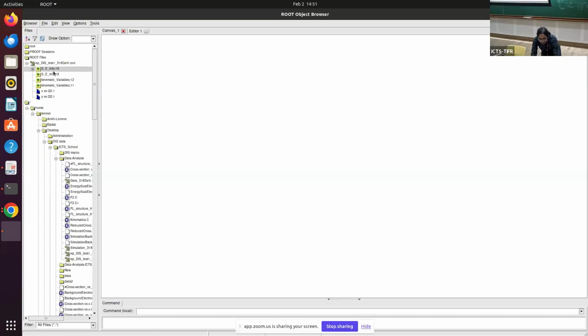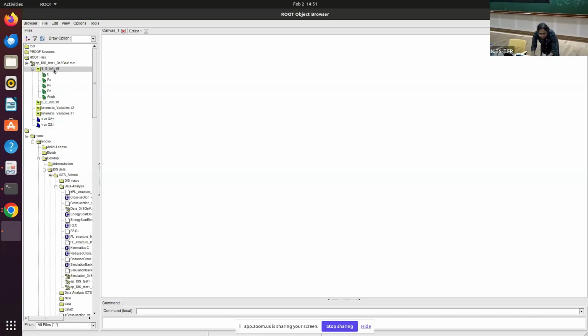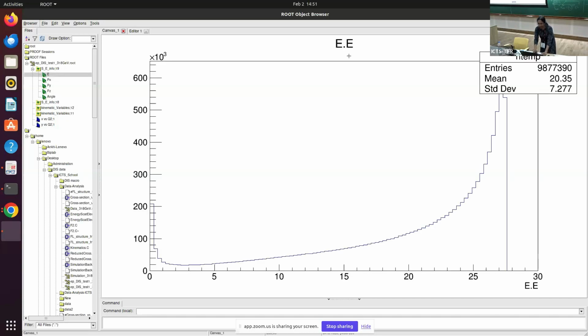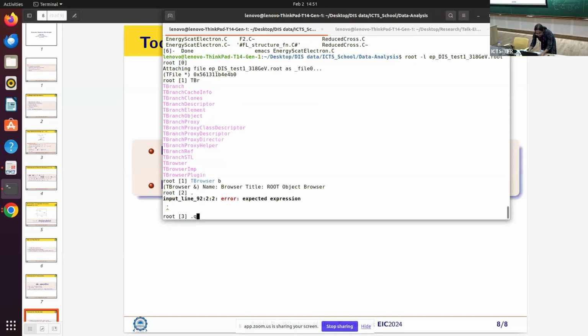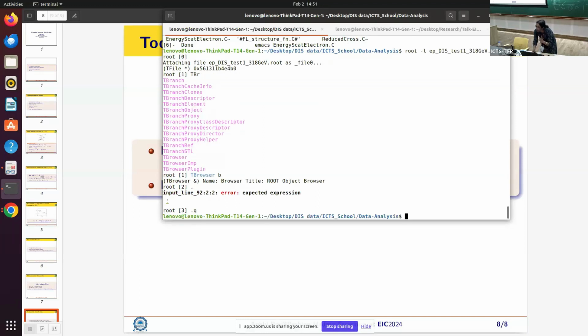Let's click on one of them. It's a huge file, so it does not open quickly. Okay, you can see something is there. So this is my input file. You can click and check what is there. My information is energy and three momentum components, PX, PY, and PZ.